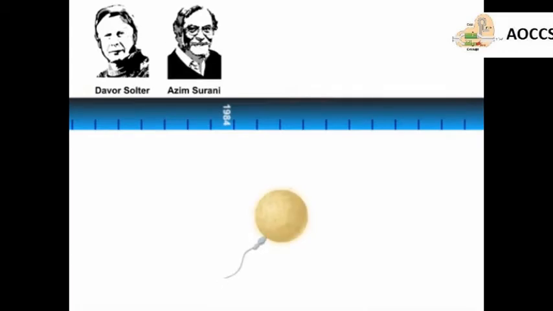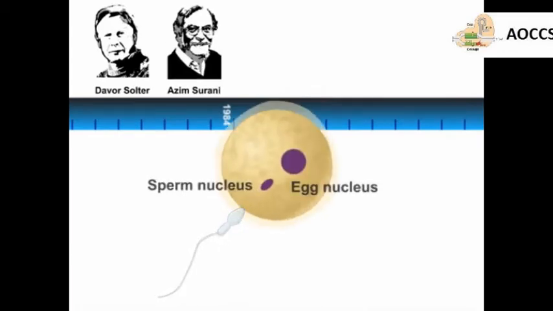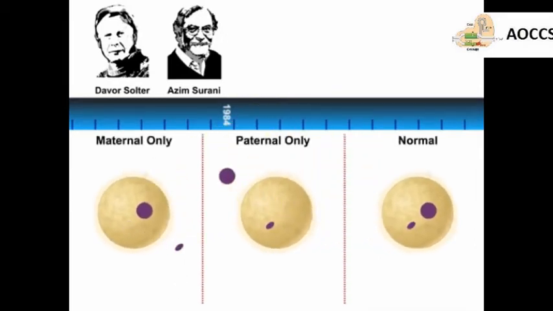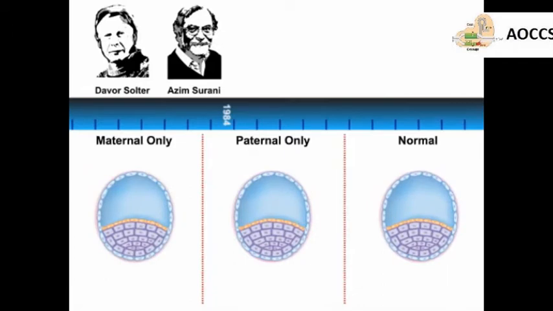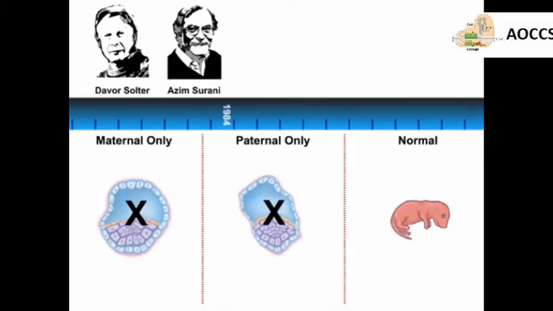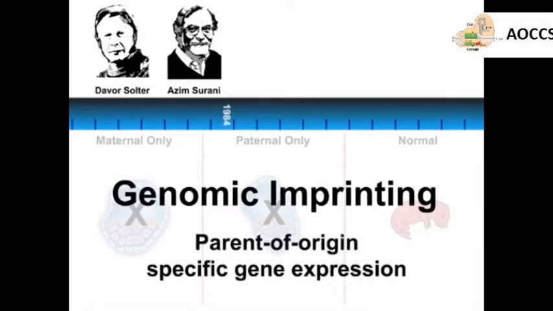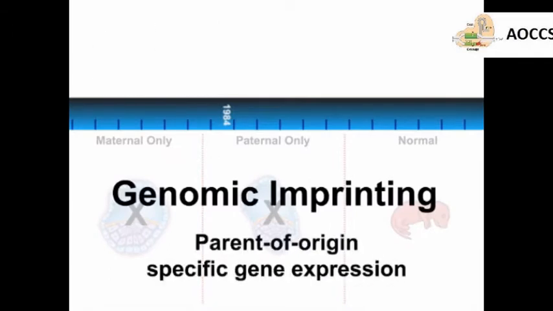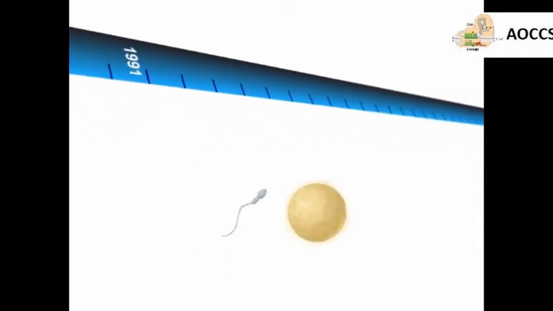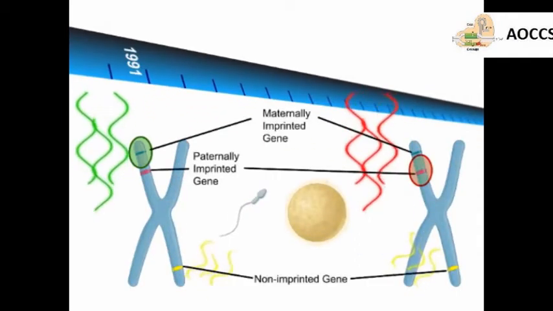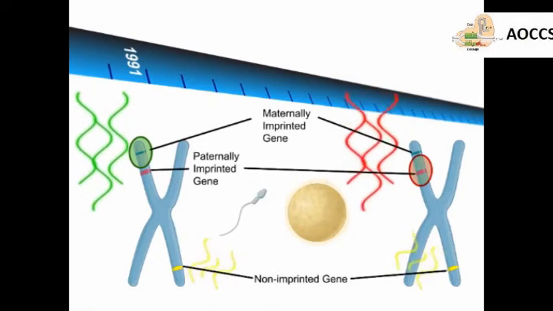In 1984, Davor Solter, Azim Surani, and others observed that mouse embryos containing only maternal or paternal genetic material, created via nuclear transplantation experiments, did not develop normally. This marked the discovery of genomic imprinting, or parent-of-origin-specific gene expression. The first imprinted genes were discovered in 1991, where only the copy inherited from either the father or mother is ever expressed.